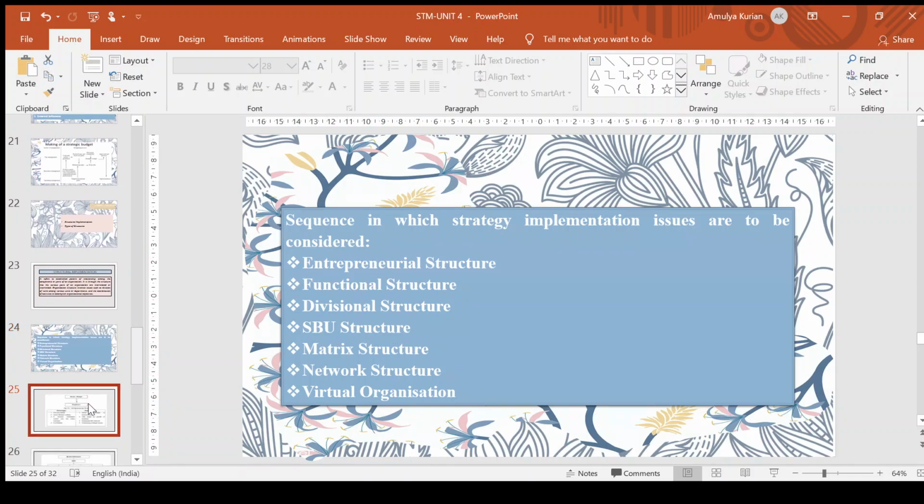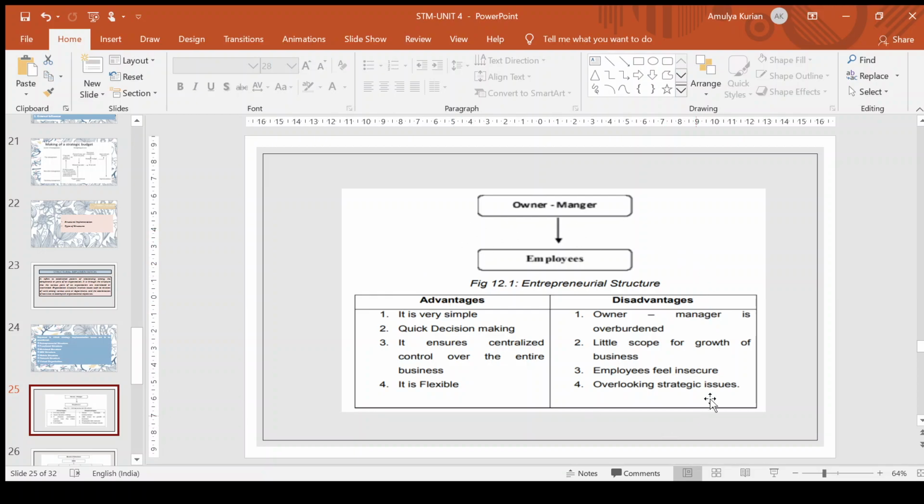So first one, entrepreneurial structure. It will be like this. There will be an owner or a manager who will be managing all the employees. There are advantages as well as disadvantages. This is the simplest form of organization structure. And it is mainly suitable for an organization which is owned and managed by one person.